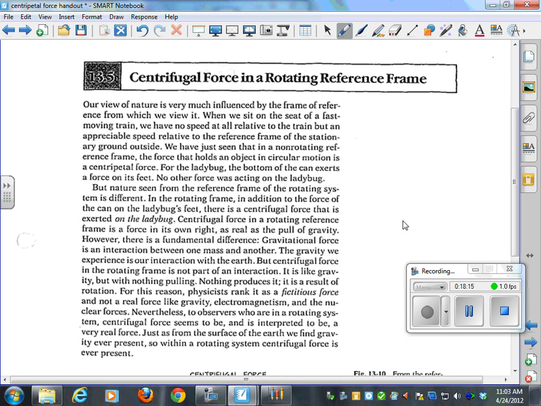There's a fundamental difference, though. Gravitational force is an interaction between one mass and another. The gravity we experience is our interaction with the Earth. People think that because the Earth spins, that's got to do with gravity. Because if there was no gravity, what would happen if the Earth spins? You go flying off the edge, because there's nothing holding you here except for gravity.